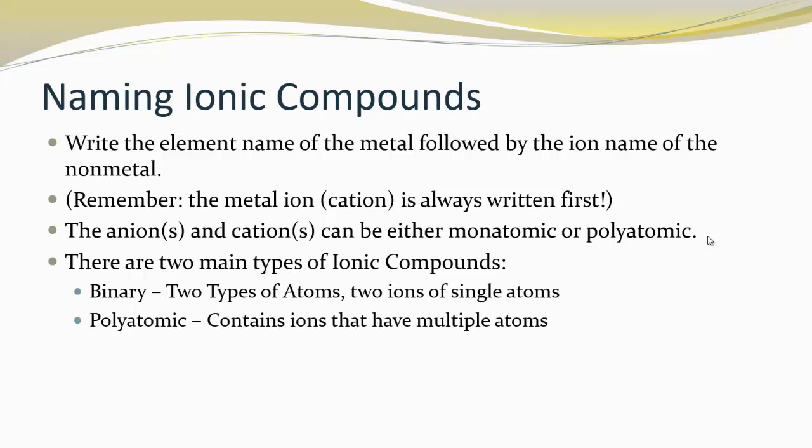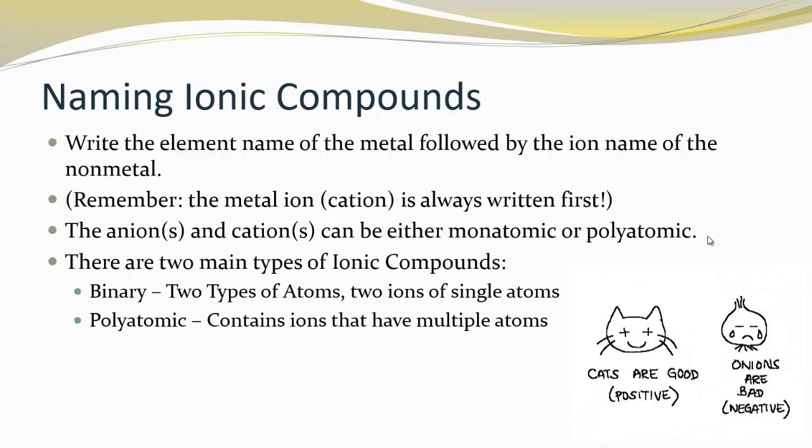Metal ions are called cations, and the negative ions are called anions. If you want a really corny way to remember that, I positively love cats. Positive, cat, cation. Cations are positive.